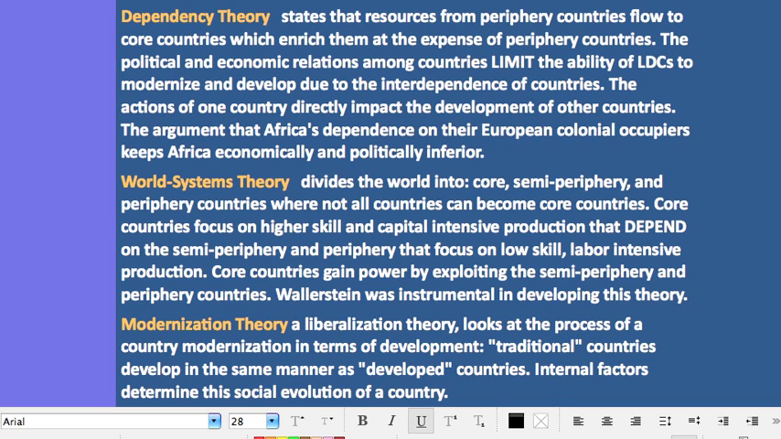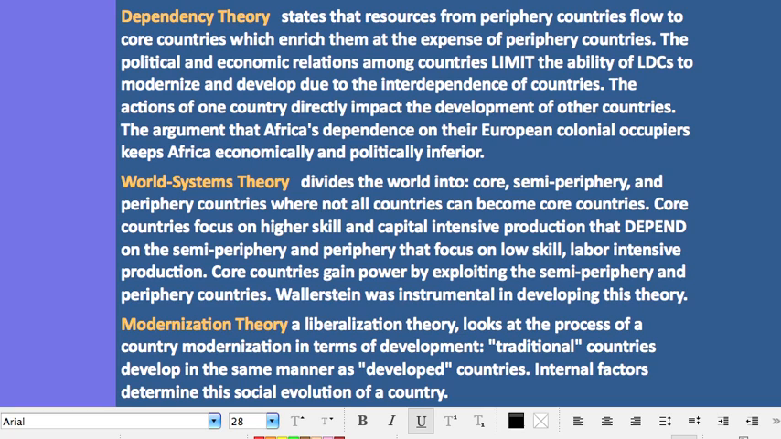Modernization theory, which is what we'll be looking at with the Rostows, is this liberalization theory. It looks at this ongoing process that each country goes through to develop as they become modern. There are traditional countries at the very beginning of the process, and then as they work through these different stages, they become more and more developed.